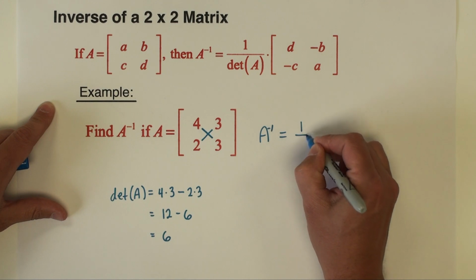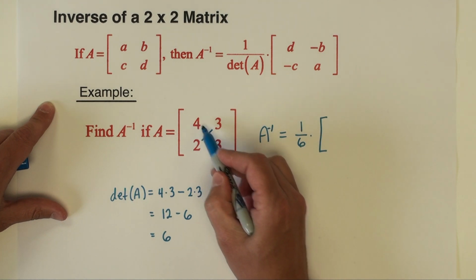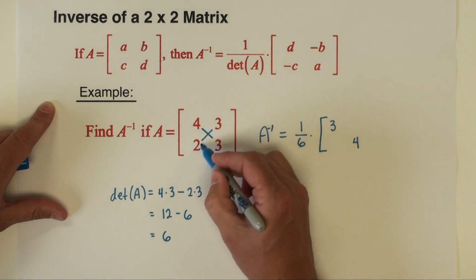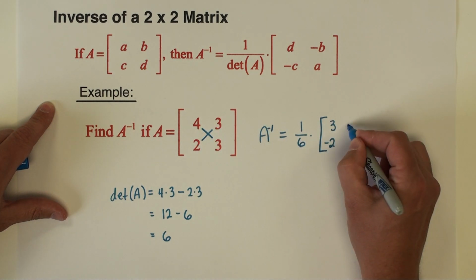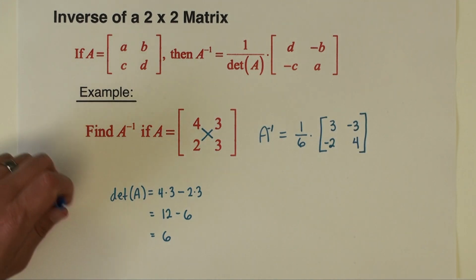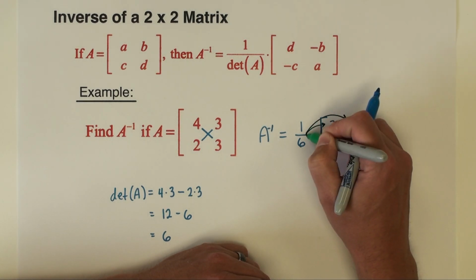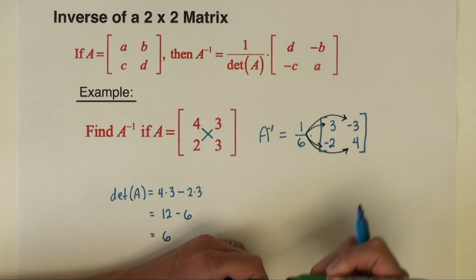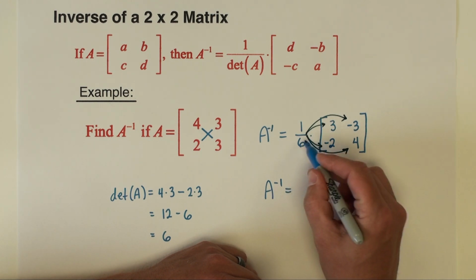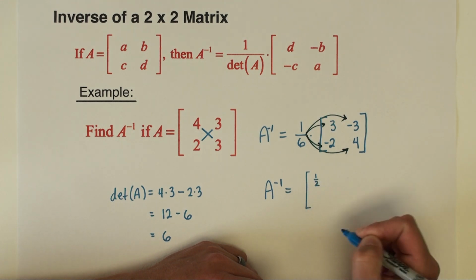So I want 1/6 times, and then in the matrix I'm going to take the 4 and the 3 on the main diagonal, I'm going to switch their places. I'm going to take the 2 and the 3 on this diagonal, and I'm going to change their signs. Like so. Now all that's left to do is to take this scalar, this 1/6, and just distribute it inside the matrix. So the inverse of matrix A is going to be 1/6 times 3 is 1/2.